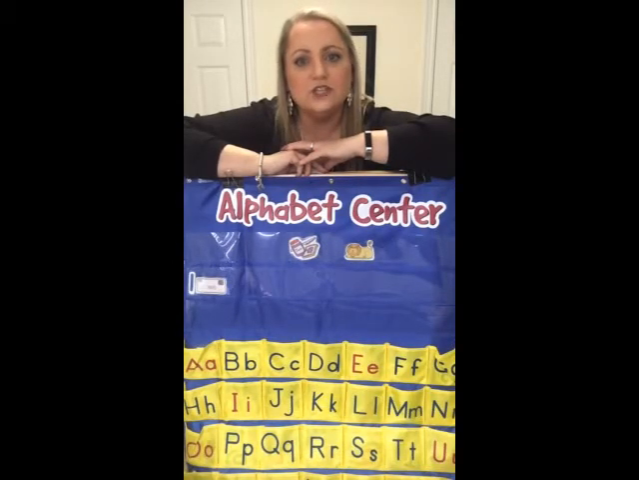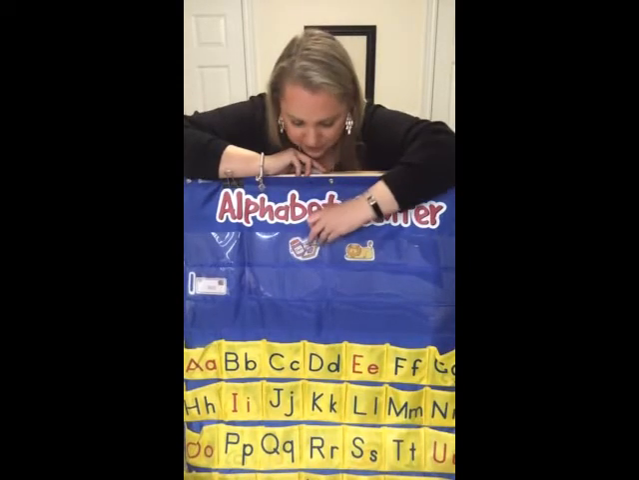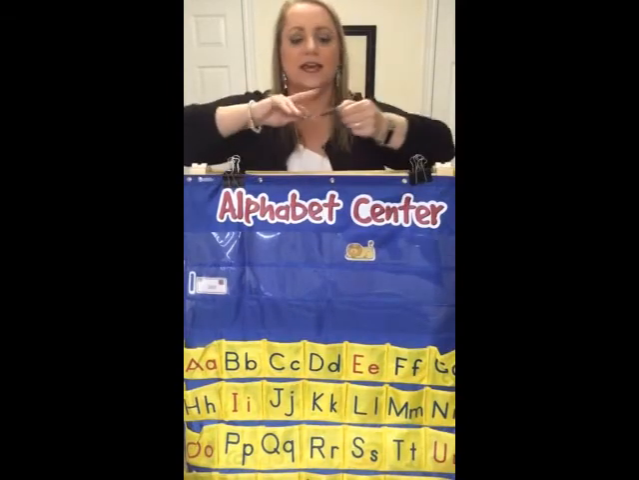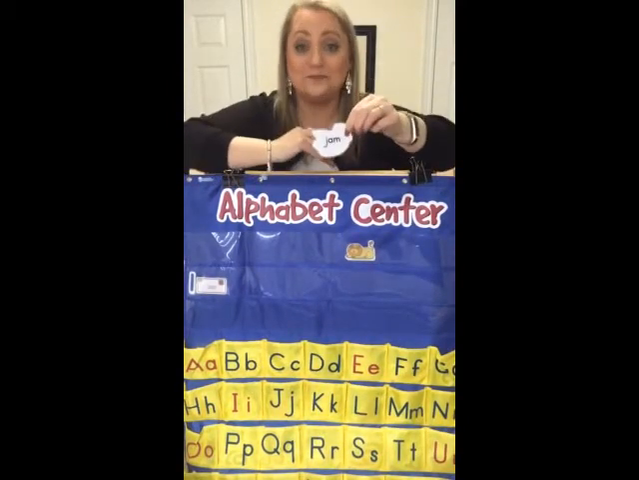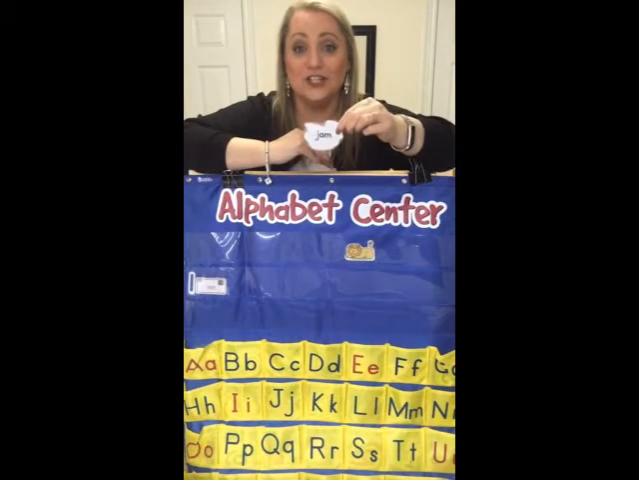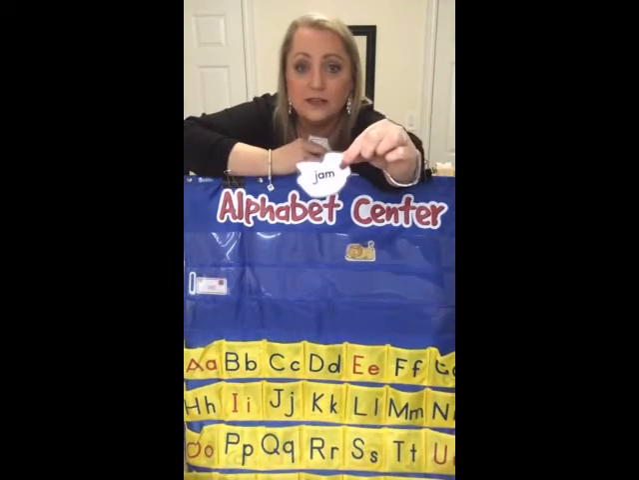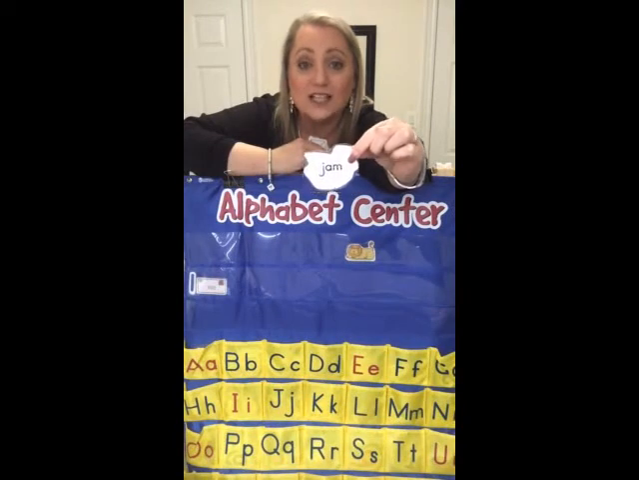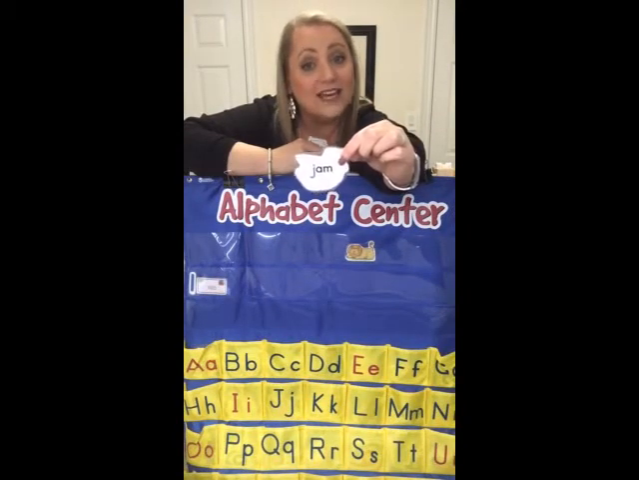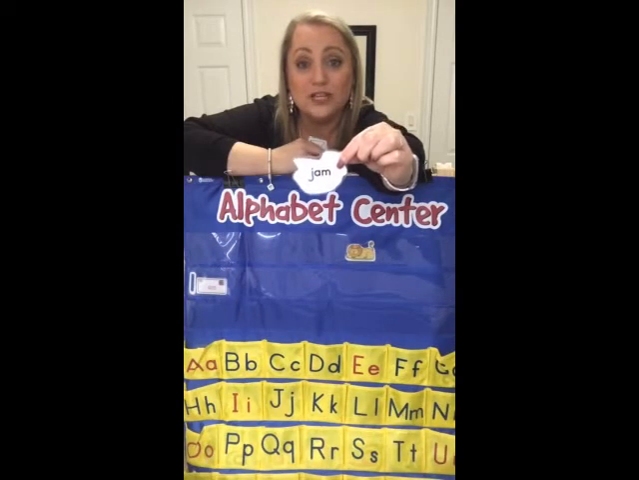The other thing you can do is, I forgot to tell you about this, on the back, it tells the answer. So on the back of jam, it says the word jam. And if it's a consonant, the J is in blue. And if it's a vowel, it's in red. So that's pretty cool too.